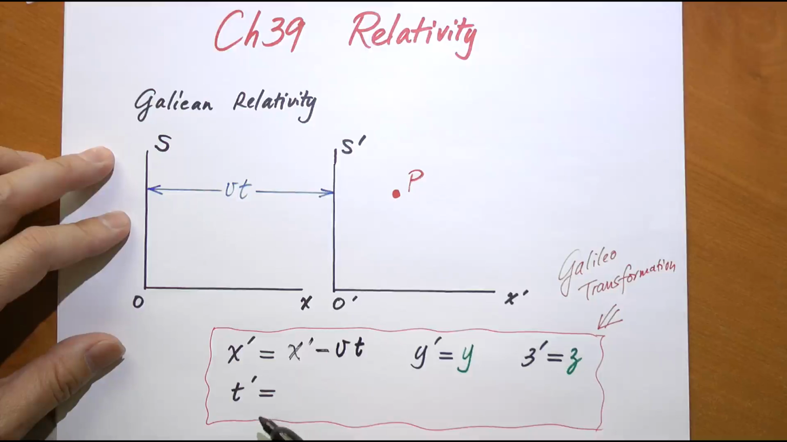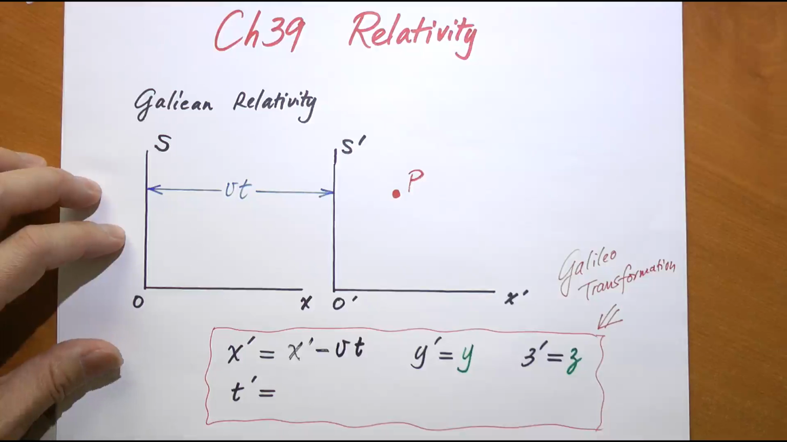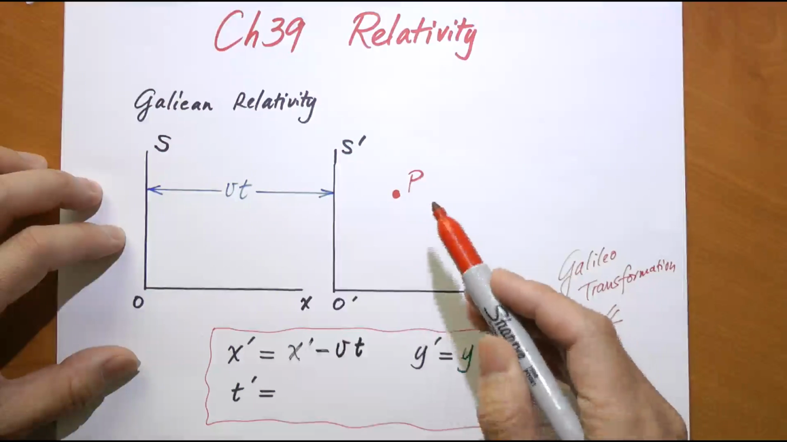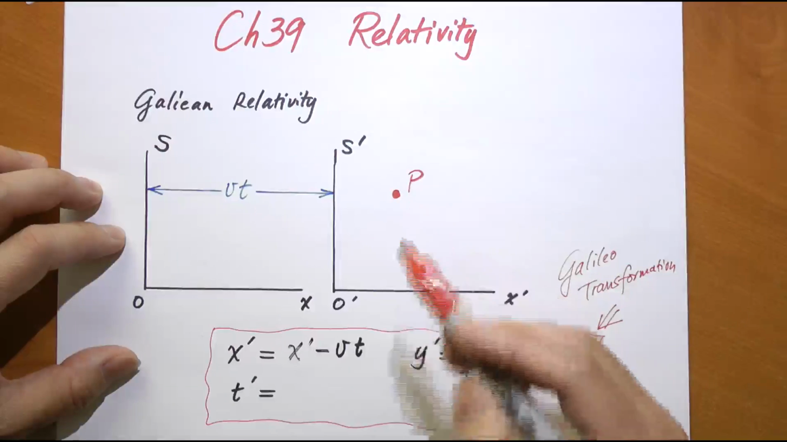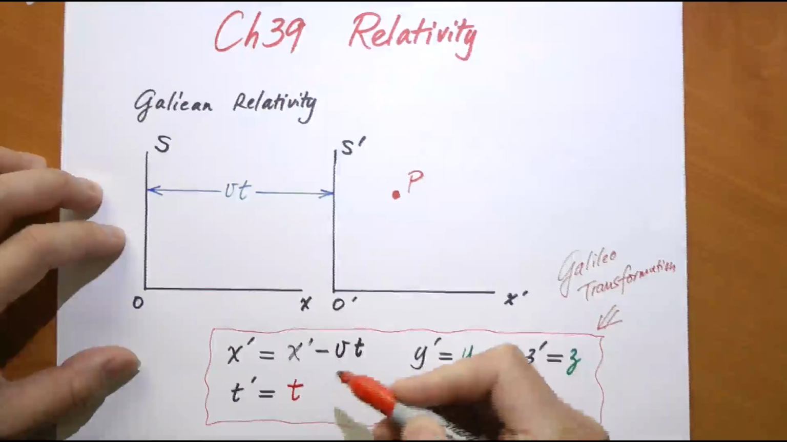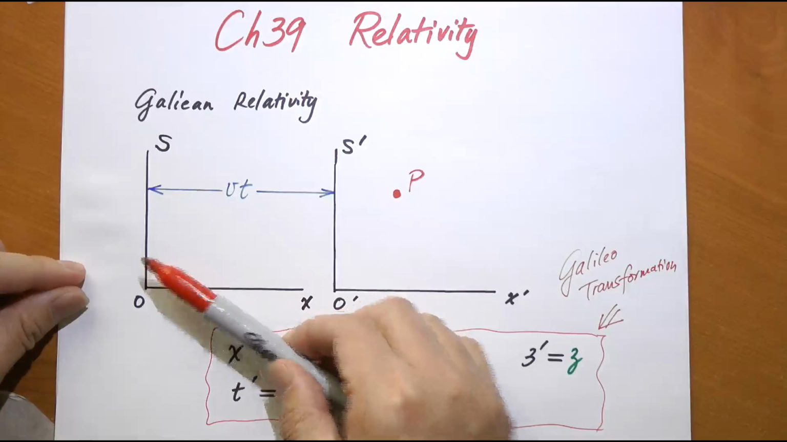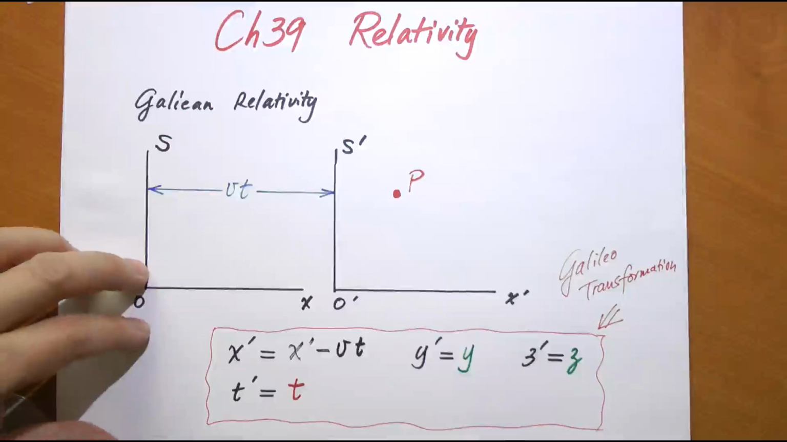What about t prime? t prime is the time measured in the S prime frame, and t is the time measured in the S frame. Of course, if you have a good clock, which is mechanically accurate in both frames, then there is no reason why the time would be different. In other words, both reference frames will agree on the same time. It goes almost without saying that t prime equals t, right? So this combination is called the Galilean transformation, which takes you from one inertial frame to another inertial frame.